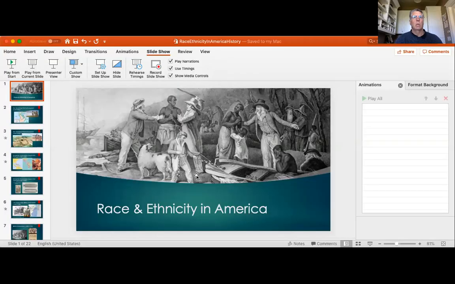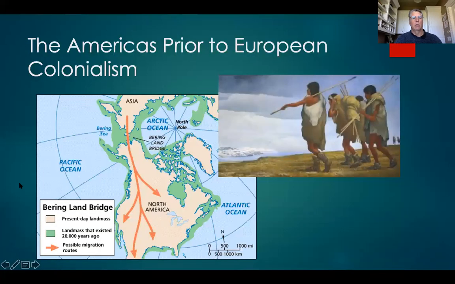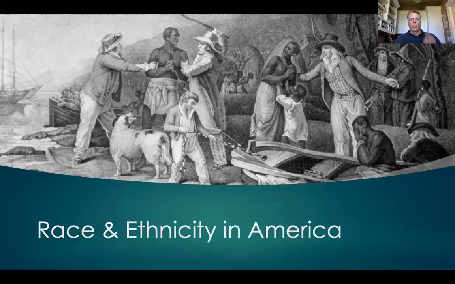So we're going to share a screen and go to race and ethnicity in America, and we're going to play from the beginning. Okay, so race and ethnicity in America. Again, we're going to focus mostly on the African American experience, but we'll include some other groups, cultures, races, racialized groups as we go on.